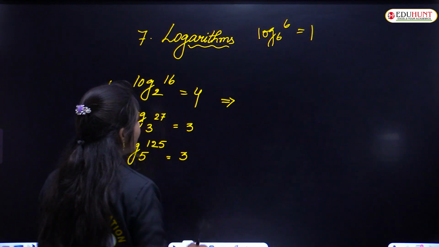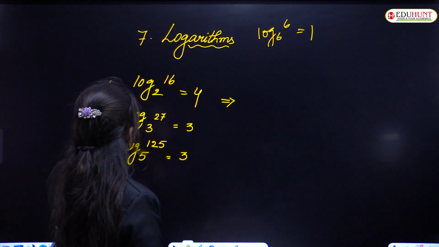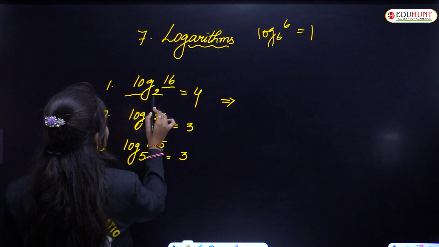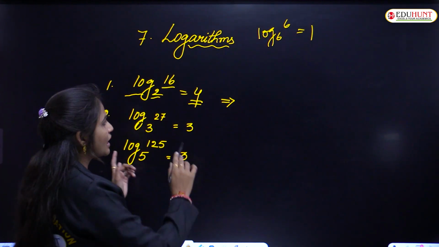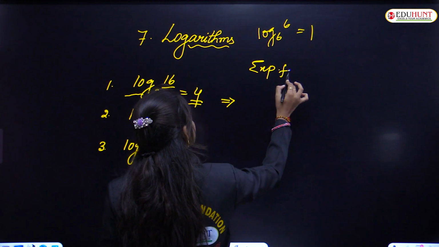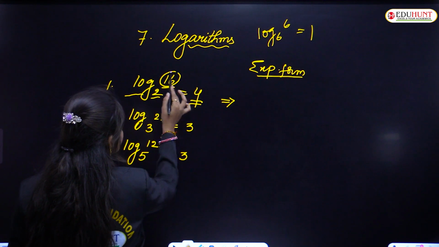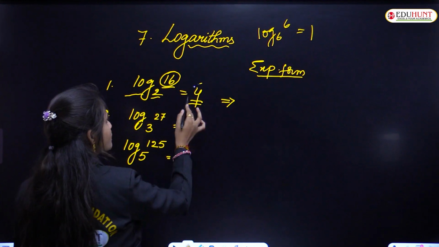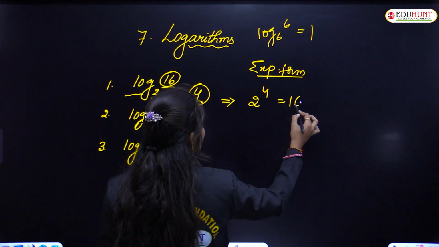By converting into exponential form, we can say whether it is correct or not. Here log 16 to the base 2 is equal to 4, I am giving, right? So convert that into exponential form. What will you get? At the place of 16, what do we have to write? Yes, 4. So 2 power 4 is equal to 16.